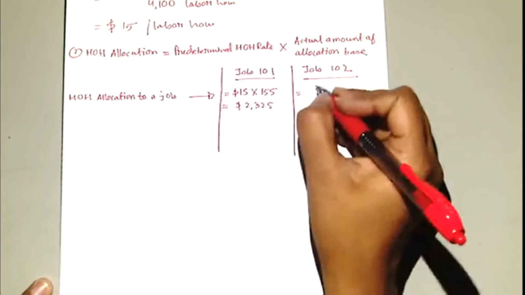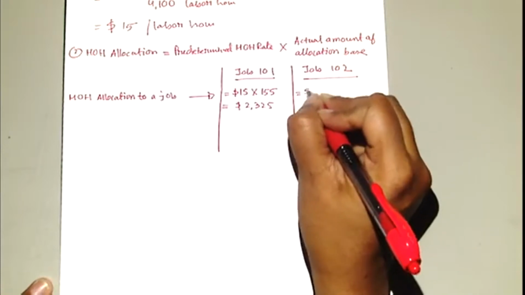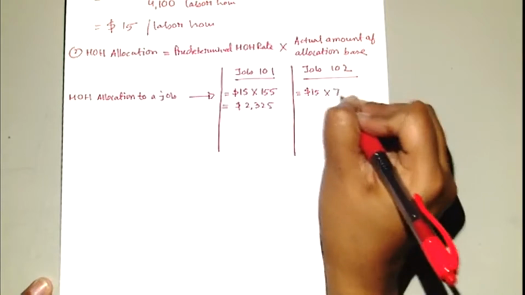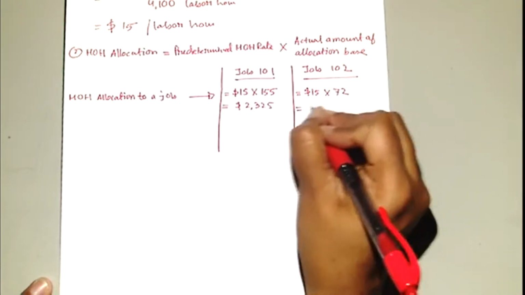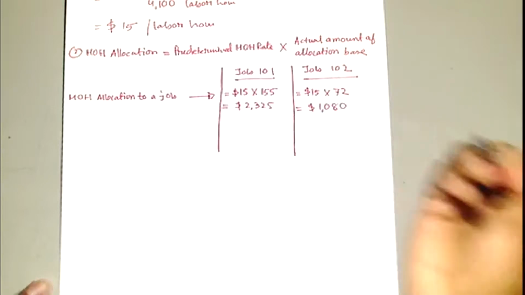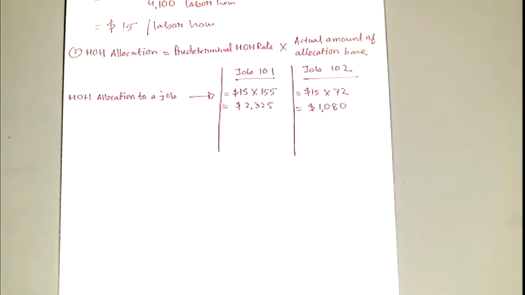So you got 1,008. How do you get it? So $15 and then 72. And Jason, how much? You got it here? 1,080. Excellent. So this is your manufacturing overhead allocation cost.